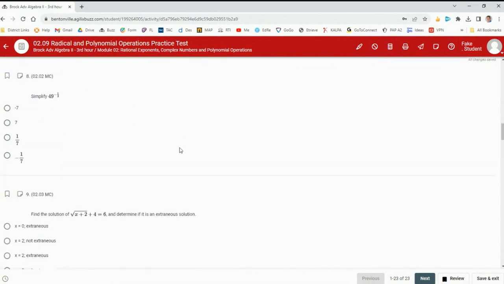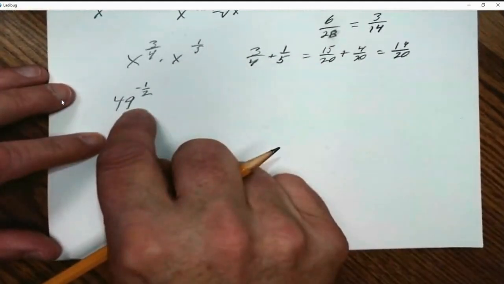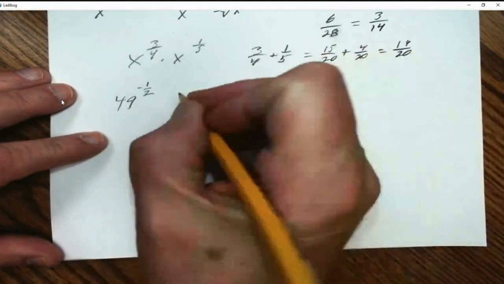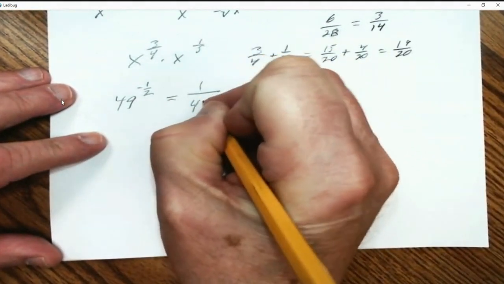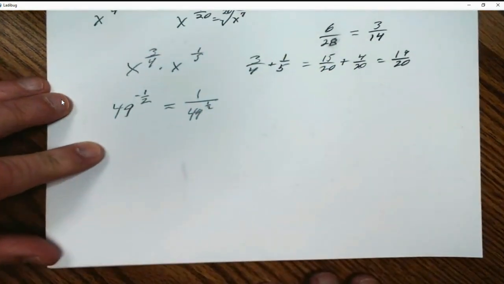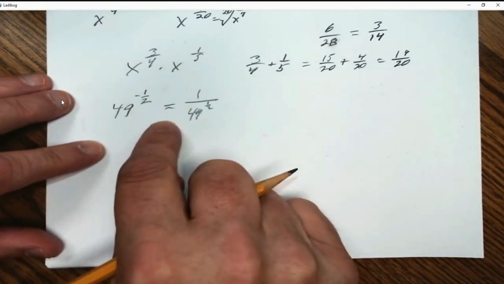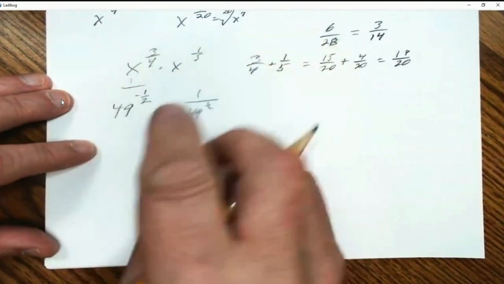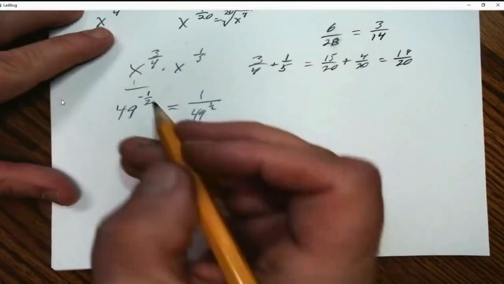Okay, now we have simplify 49 to the negative 1/2 power. Okay, 49 to the negative 1/2 power. If we want that to be a positive exponent, which we need to simplify, we move it underneath the fraction, and it'd be 49 to the positive 1/2 power, because that's how we make it positive. We move it to the other side of the fraction. If this was 1 over that, we would move this on top of the fraction. But it's not underneath there.